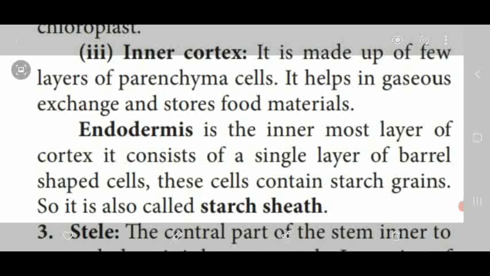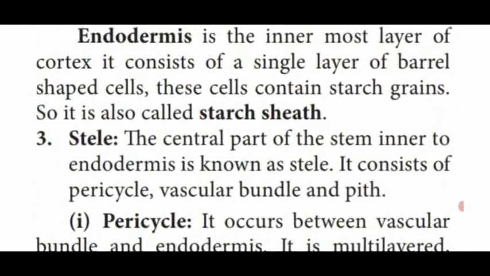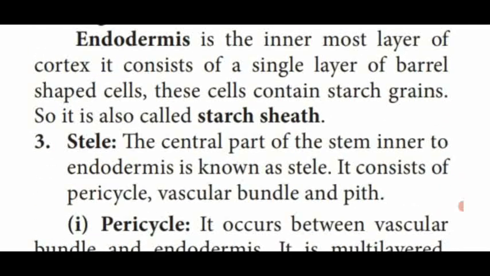Dear students, two more questions are there. What is starch sheath? The endodermis of the dicot stem is made up of a single layer of closely packed, barrel shaped parenchymatous cells which contain a large amount of starch grains. So this layer is called starch sheath. Next one, stele. Inner to the endodermis, the region which constitutes the stellar region.